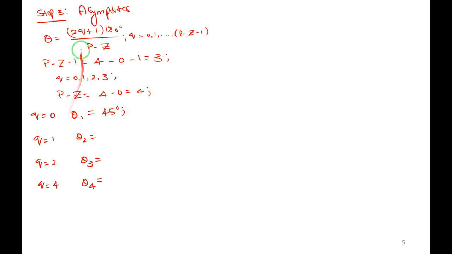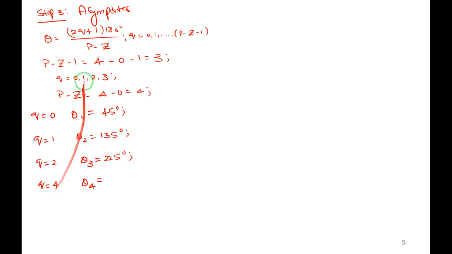Then substitute q equal to 1 here. So 2 ones are 2, 2 plus 1 is 3, 3 into 180. So 180 into 3, 540. 540 divided by p minus z, which is 4. So 540 divided by 4, it is 135 degree. Next, substitute q equal to 2 here. 2 twos are 4, 4 plus 1 is 5. 5 into 180. So it is 900 divided by 4. So it is 225 degree.